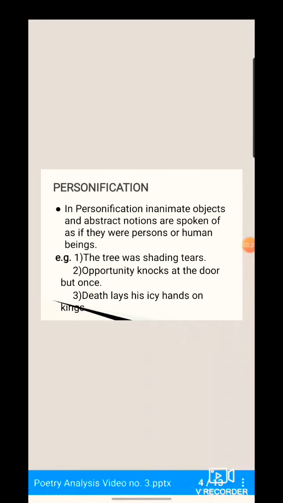Opportunity knocks at the door but once. Here, opportunity is treated as a human being. Then, Death lays his icy hand on kings.